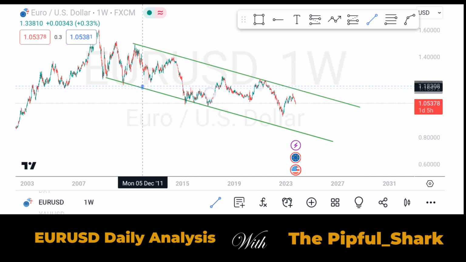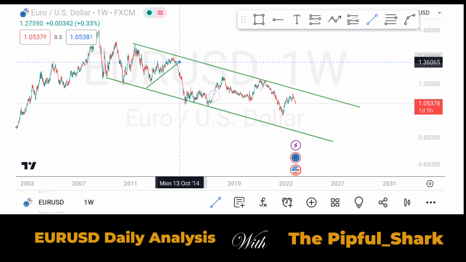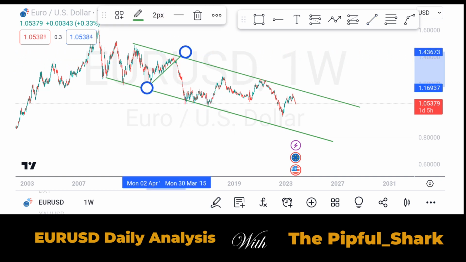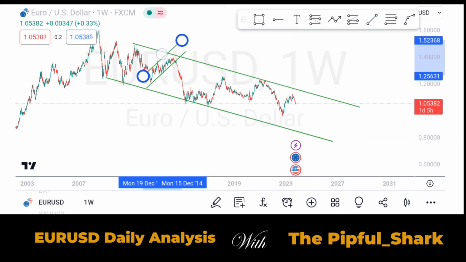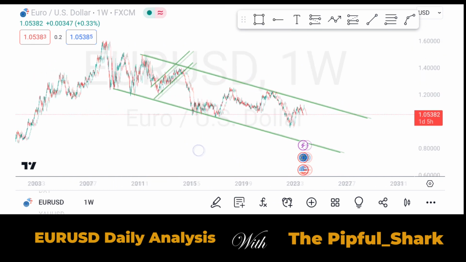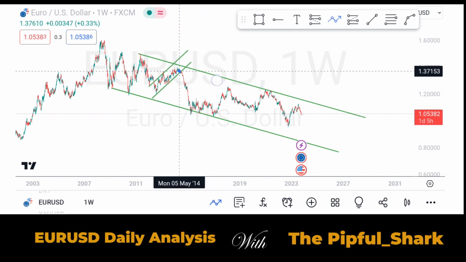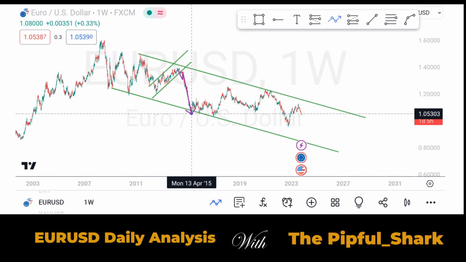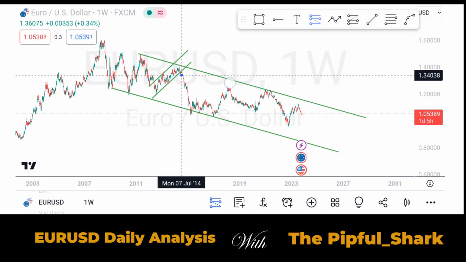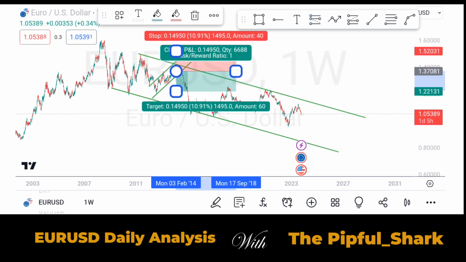For instance, this is a flag. We can all agree that this one is a flag. That one is a flag. And when it was broken, what did the market do? The market broke, there was a very small retest over there, and the market dropped. So if we were to execute this trade, we would have executed it at this particular point.